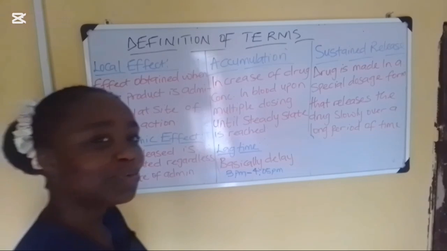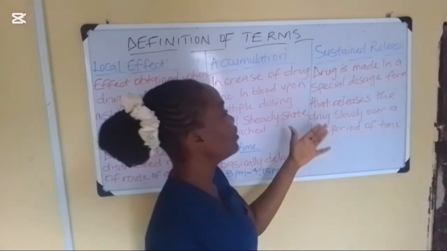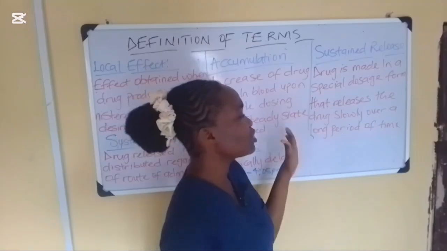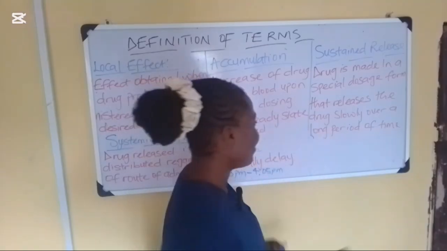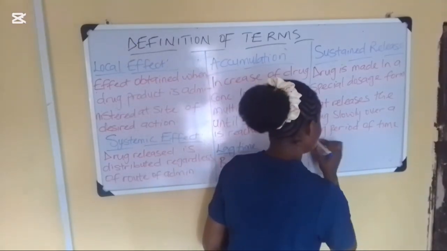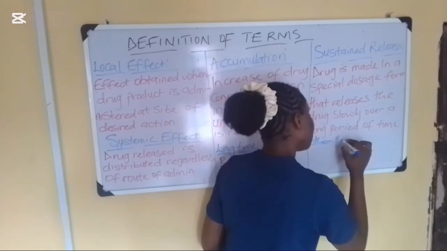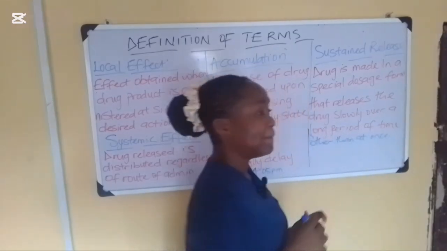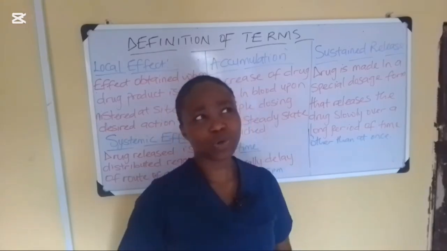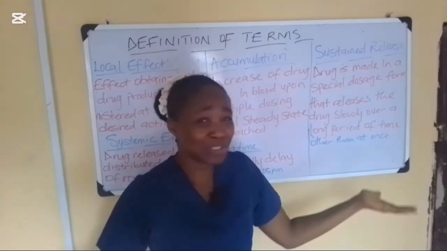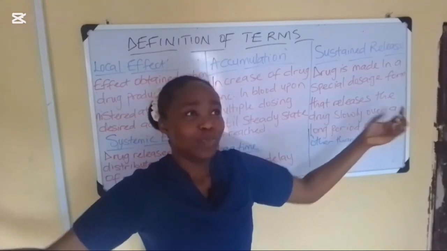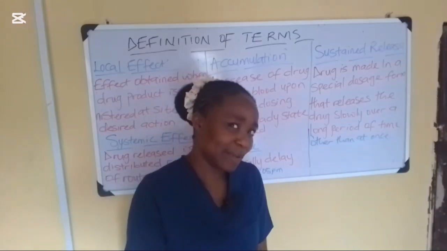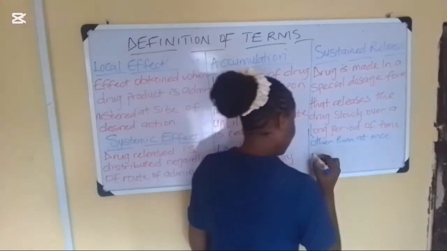What then is a sustained release? A sustained release is when a drug is made in a special dosage form that releases the drug slowly over a long period of time, rather than at once. What that means is that we don't want to make use of a priming dose or loading dose. We just want this drug to constantly remain in the bloodstream. So mostly this is in the form of a patch.